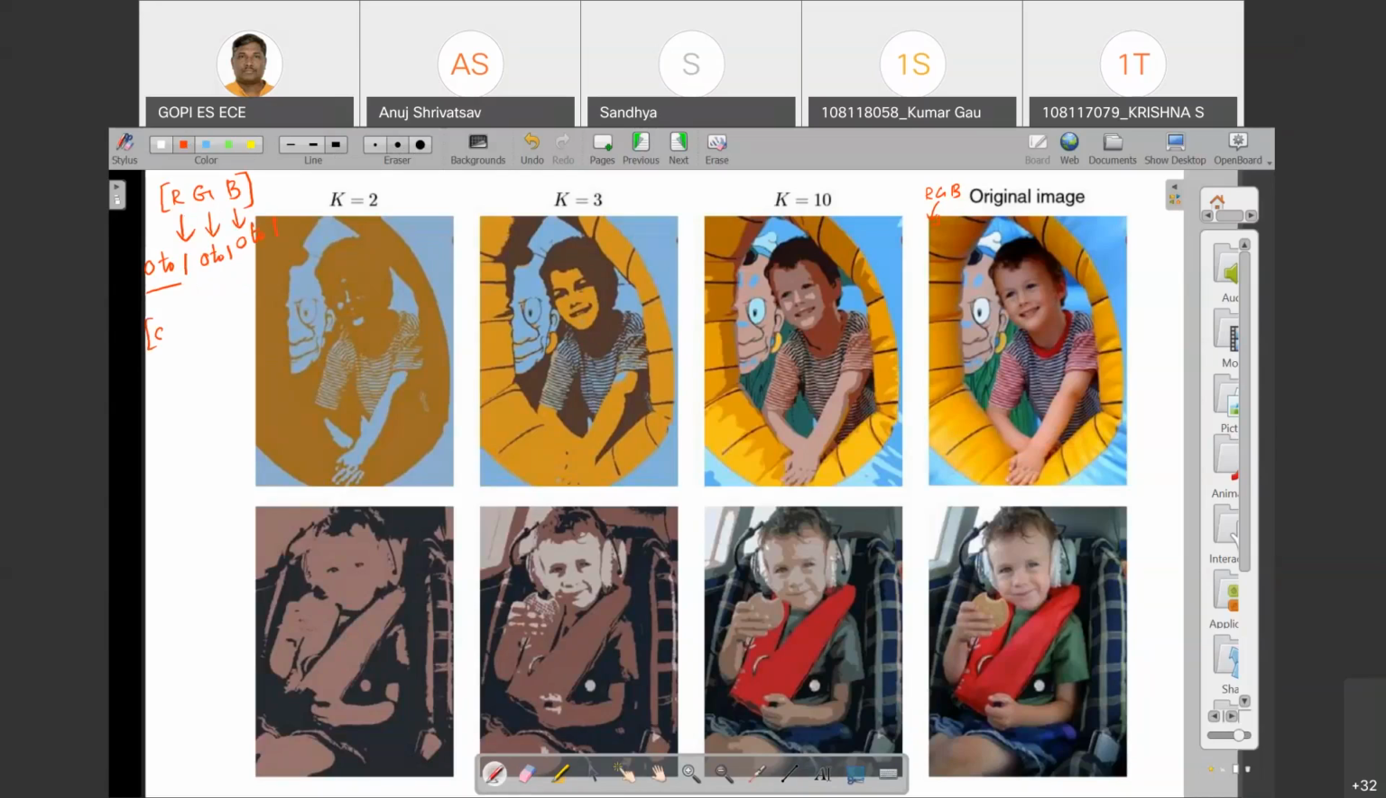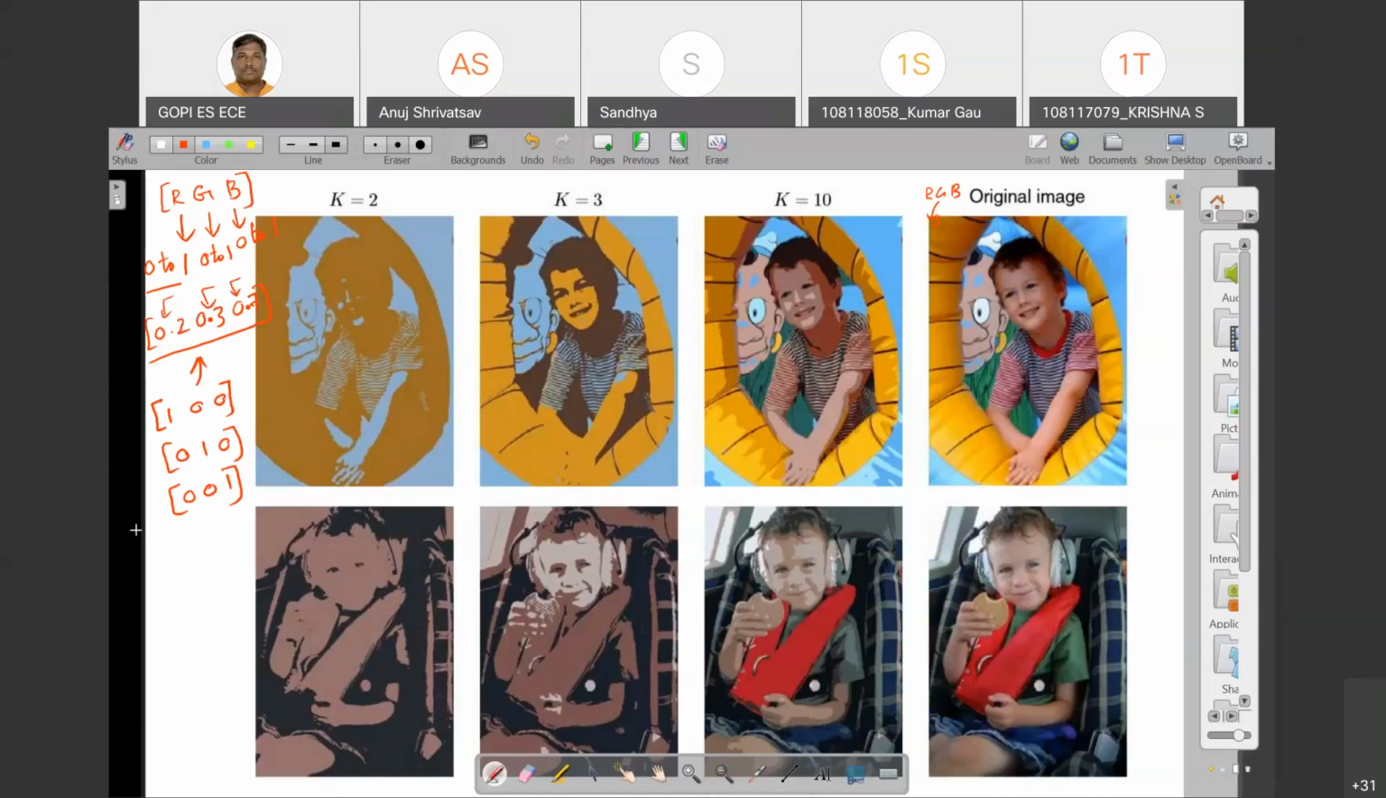Suppose I say 0.2, 0.3, 0.7, that determines some color. It is blue dominated, and we get something green also. Red is very little. And suppose 100 is purely red, 010 is green, and 001 is B, blue here.